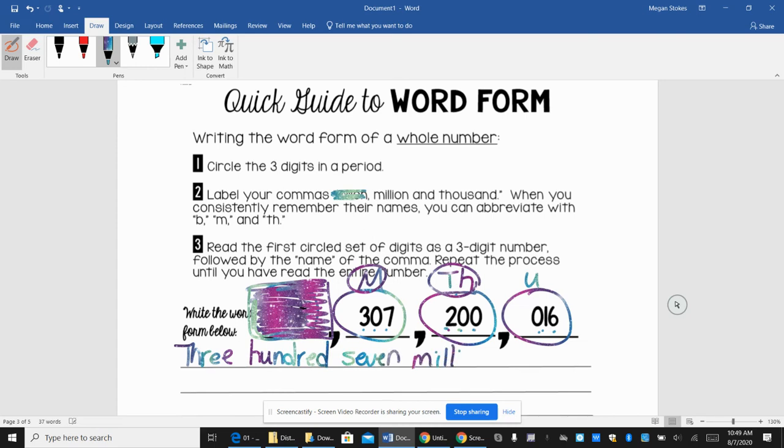307,000,000. You're going to put that comma to separate the period. 200,000. Comma to separate the units period. 16. Now remember, as I mentioned before, you're also going to have a notes page that you can refer to if you don't know how to spell a number. How to spell the numbers will also be in your notes page if you need some extra help.